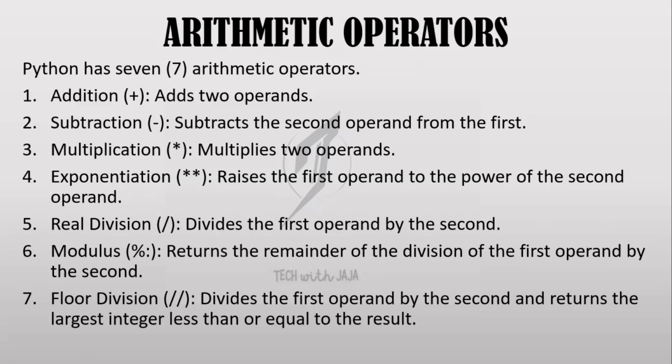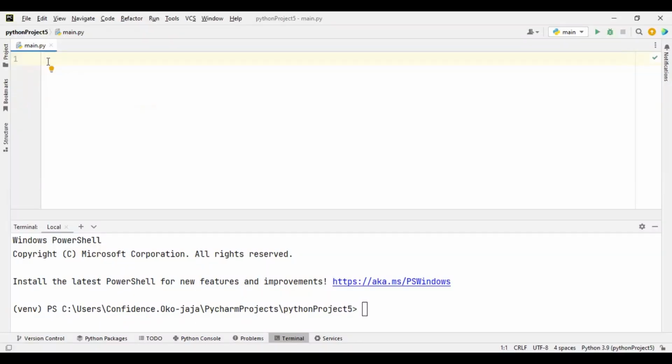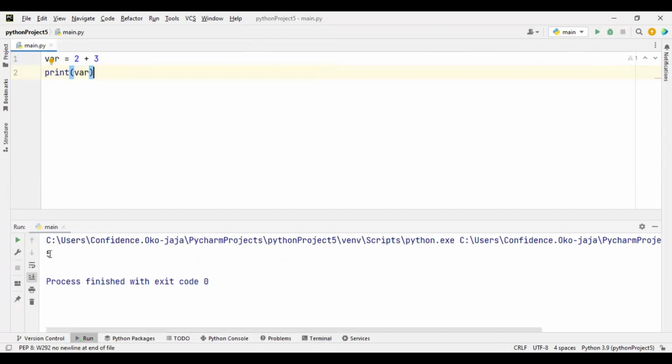So let's dive right into the code editor and see this in practice. Let's have a variable we call var. Let me say var is equal to... The first of the operators is the addition operator, which we use to add two operands. So let's say we have 2 plus 3, and then let's print var. So we can see the result is 5.